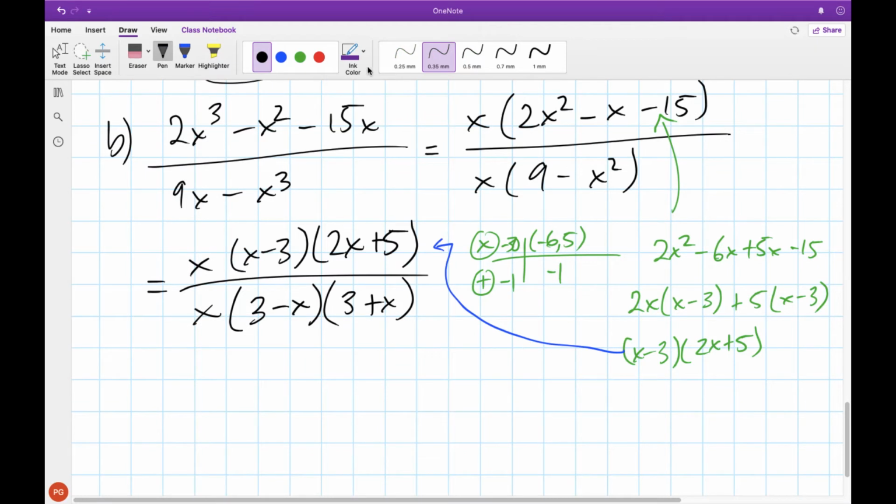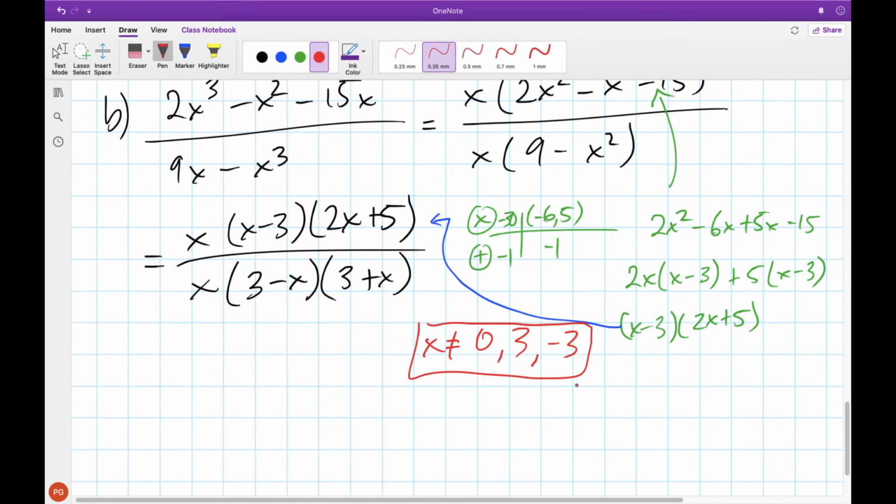At this point we factored everything, so we can state our restrictions. X can't be 0, 3, or -3, because that would make our denominator 0. Now you might be looking at this and thinking, well, I've got a common factor I can cancel of x and x, and there's nothing else.